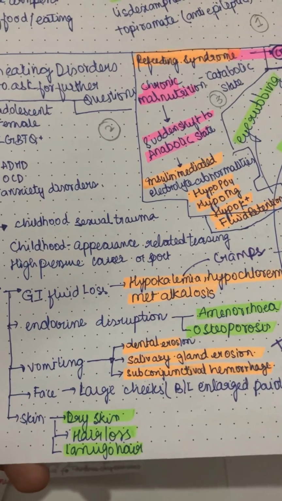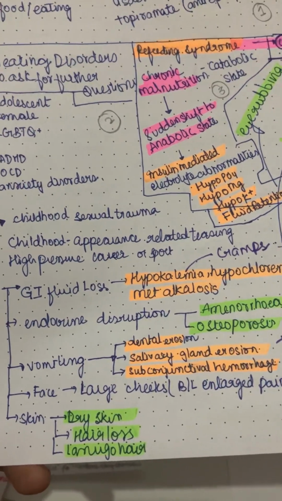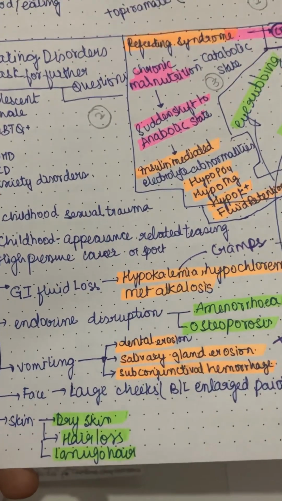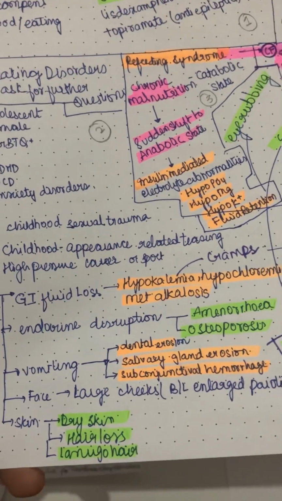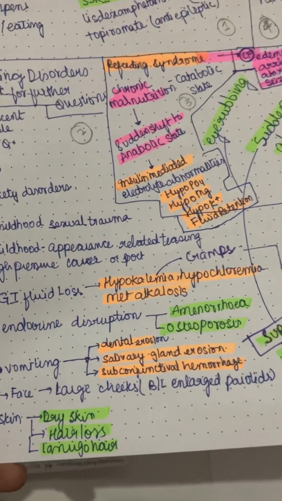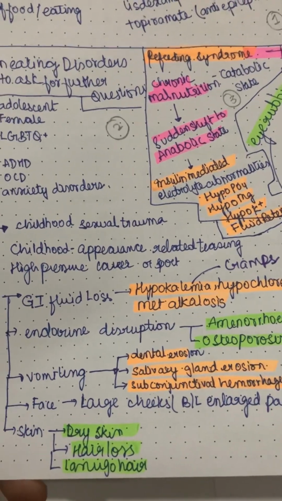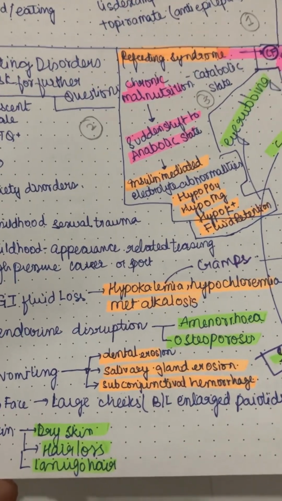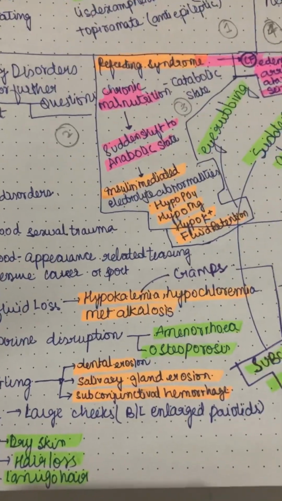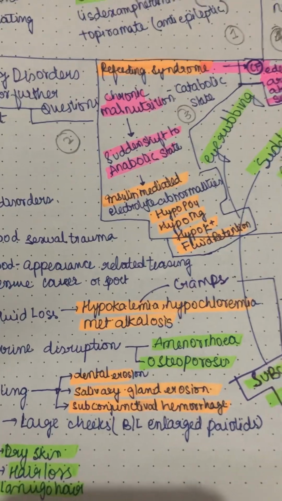Endocrine: depression, amenorrhea, osteoporosis. Vomiting: dental erosion, salivary gland enlargement, subconjunctival hemorrhage, face with large cheeks, palpably enlarged parotids. Skin: dry skin, hair loss and lanugo hair. GI fluid loss with hypokalemia, cramps, hypochloremia, metabolic alkalosis.